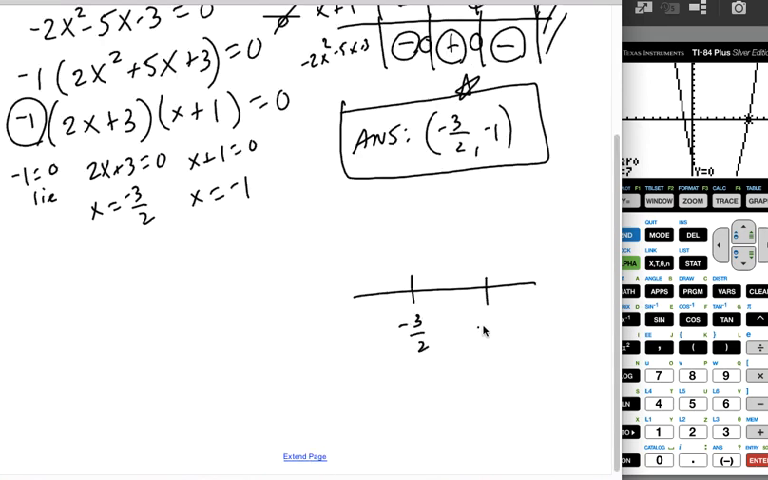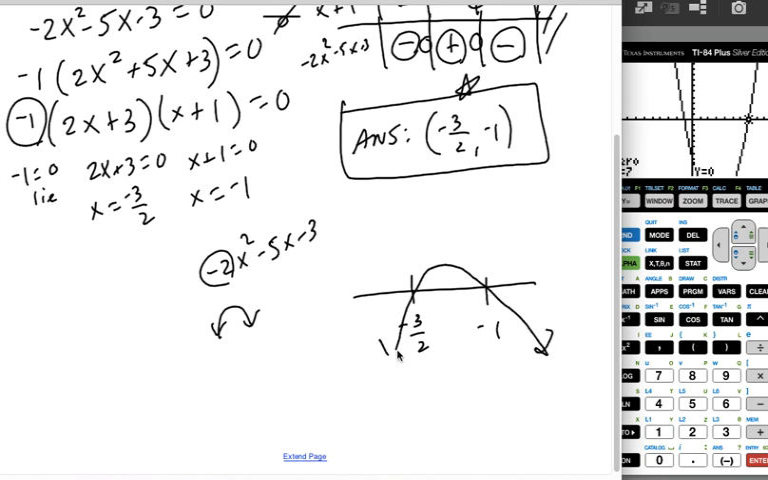Now, you can also see that if you look at this answer, remember negative 2x squared minus 5x minus 3, this negative 2 means that this thing's a frown. So if you were to draw the frown, again, I'm terrible at drawing, but you get the gist. There's your frown. This is when this graph is positive, and it confirms the same interval that we just figured out.